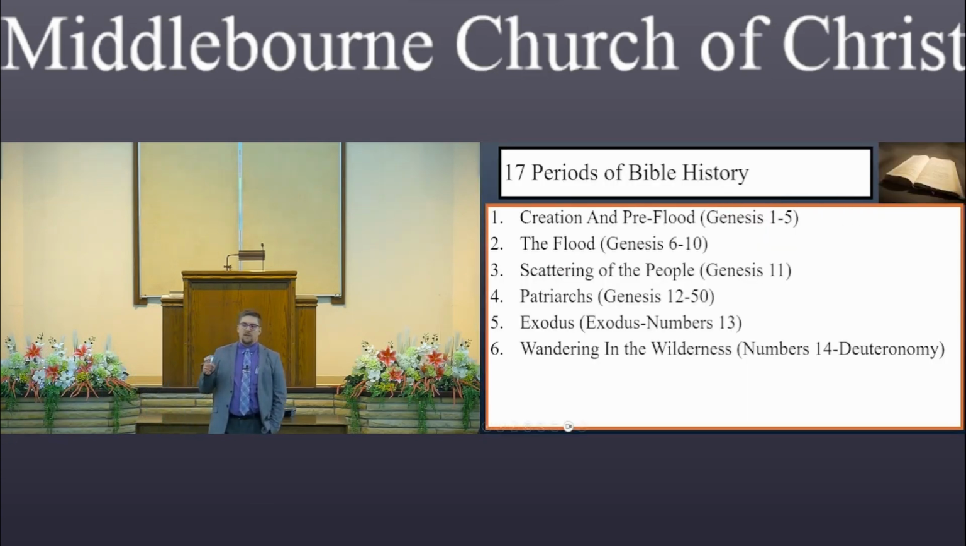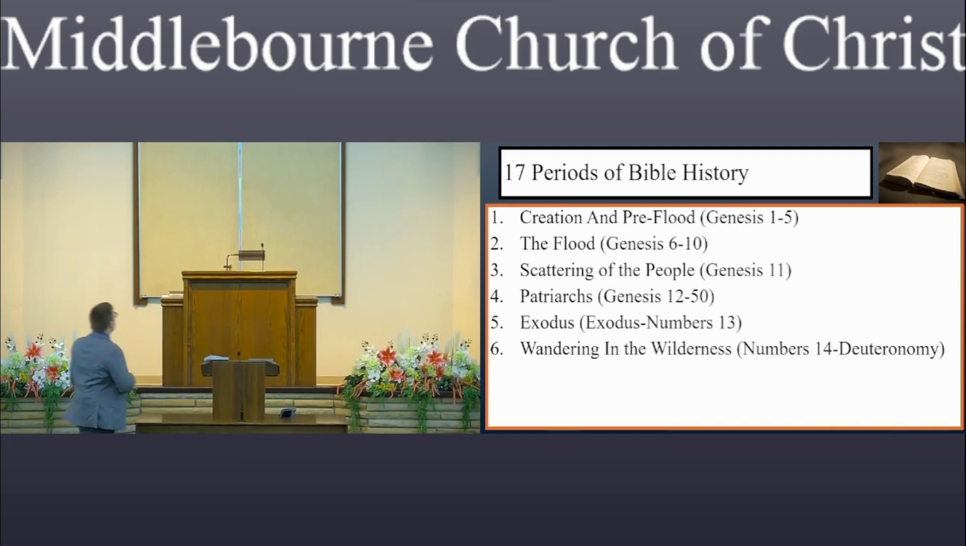The wandering. By the way, if you try to memorize these and you get to the point that you want to add in the chapters, here's the easier way to remember it. Remember that these sections, particularly in the Old Testament, end with some kind of significant event.